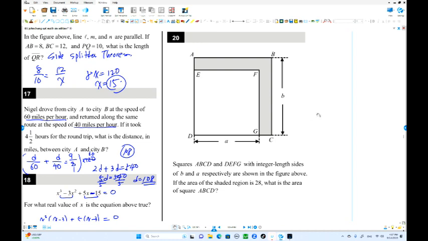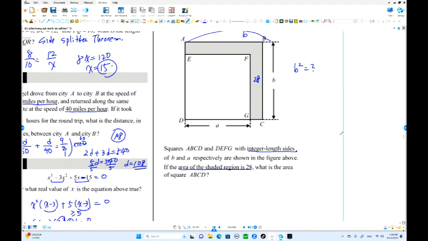Yeah, here is number 20. We have squares ABCD and DEFG with integer length sides, A and B respectively, okay? So what is the area? We have an area of shaded region 28. What is the area of square ABCD? Okay, the large one. B squared, right? B times another B over here, right? So we're gonna find B squared.